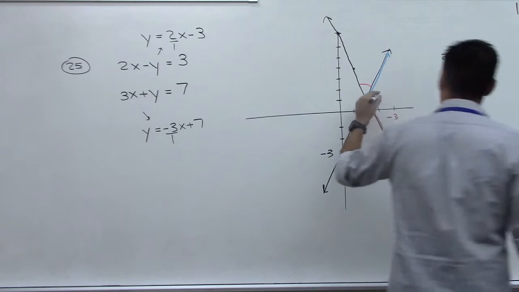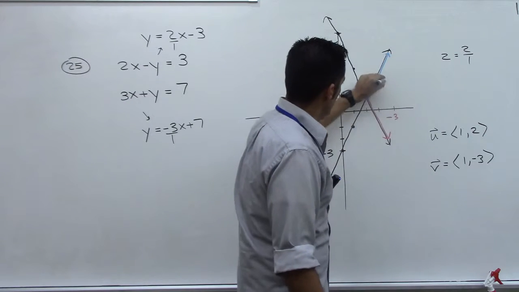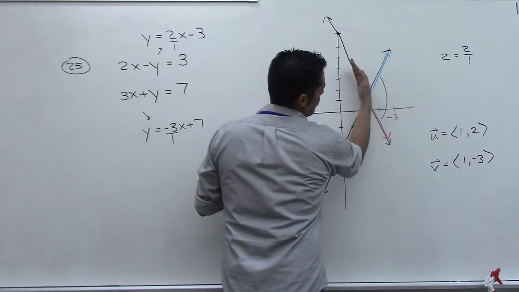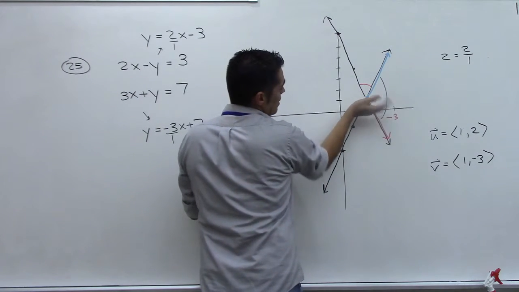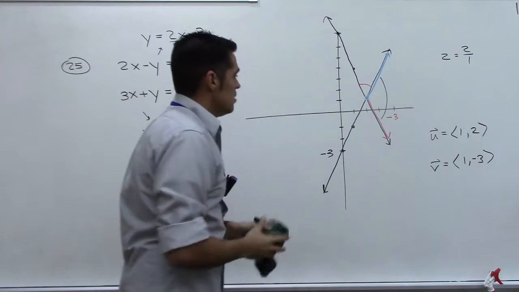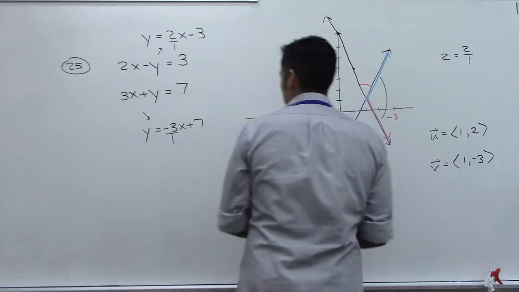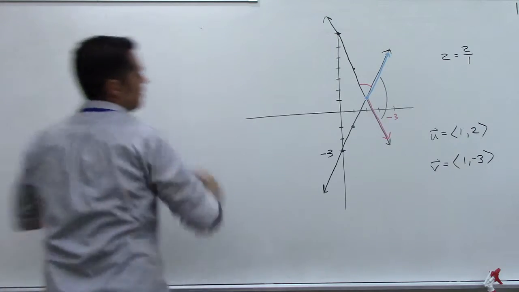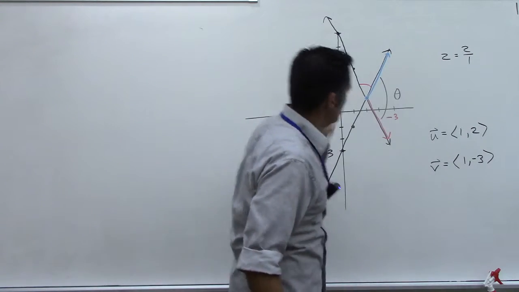So if I can find the angle between those two vectors, it would be this angle. I know that all the way from here around is 180, so if I take 180 and subtract this angle, that would give me this one. So let's find the angle between those two vectors. Right now I'm finding this angle, which is theta.